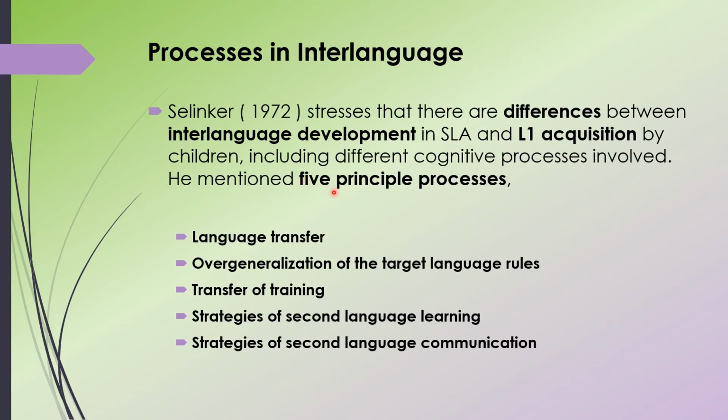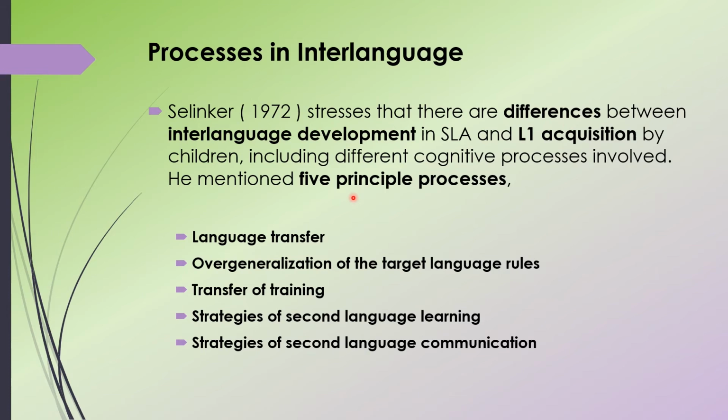And Selinker stresses that there are differences between interlanguage development in SLA and first language acquisition. So the way we develop our interlanguage can be different whenever we are referring to second language acquisition or target language acquisition, and first language acquisition. As a child, the language learner develops a first language, but as an adult learner, the learner develops the target language, which can be referred to as a second language. So we can have a difference between second language acquisition and first language acquisition.